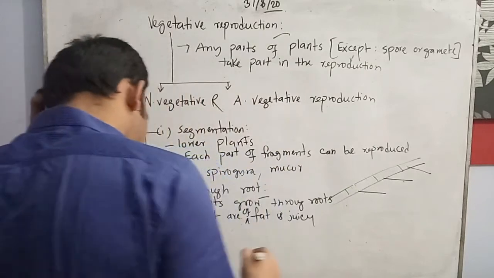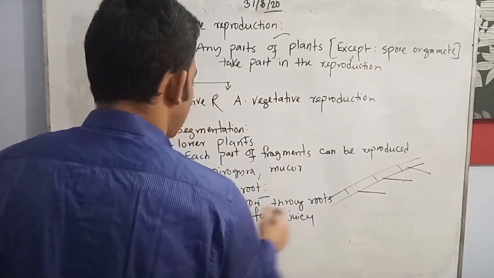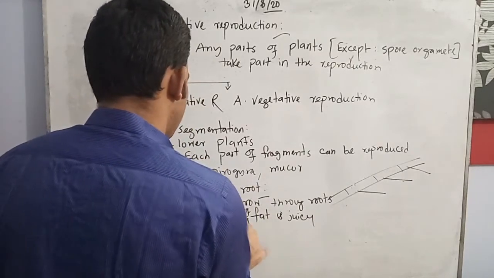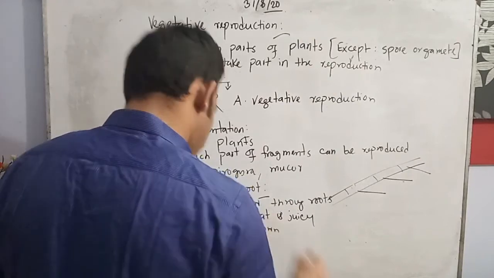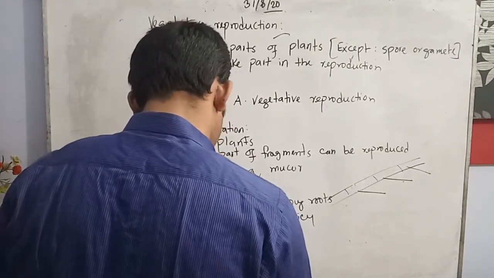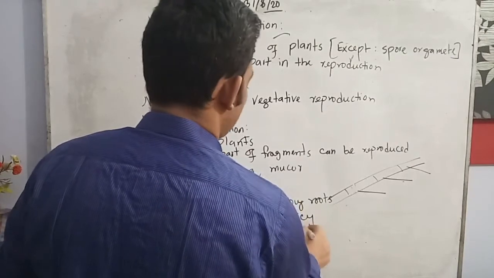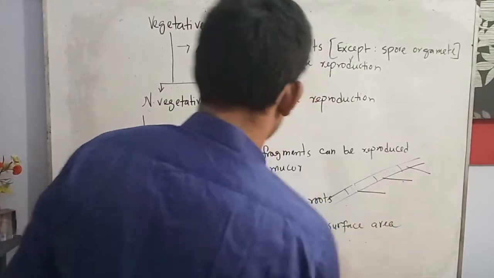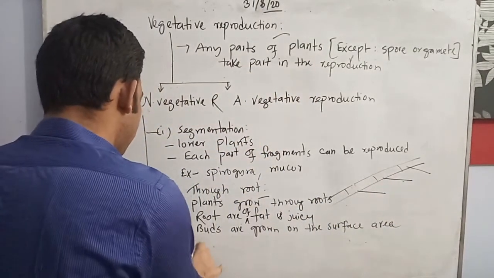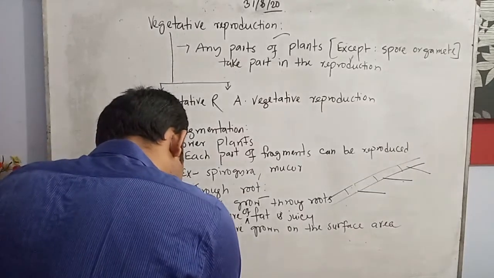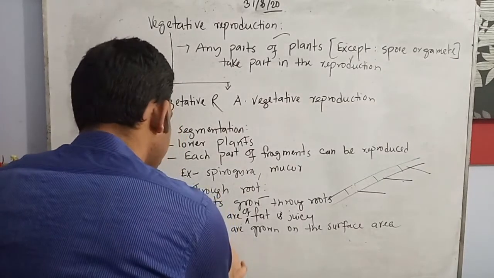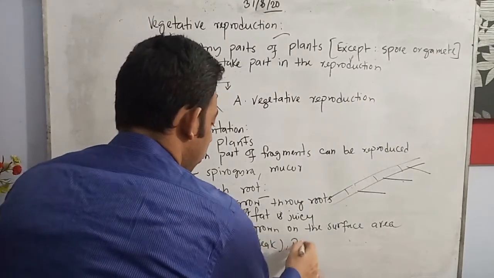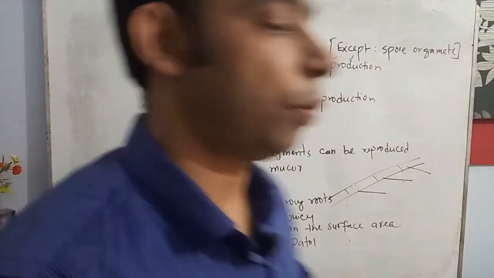And not only for that one, buds are grown on the surface area. Okay, so we can go through the example. There is the teak plant, Shegun or teak pottle. These are the example of that one.